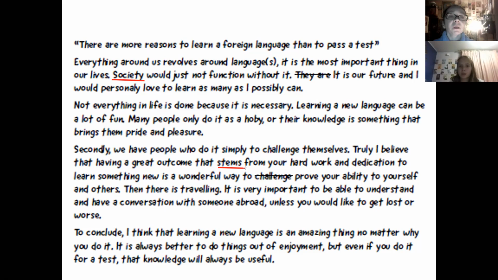So, why do you think I've underlined these 2 words? I don't know. You've mispronounced them. Socially? Yeah, this should be society. And this should be stem. Yeah, that's stem.